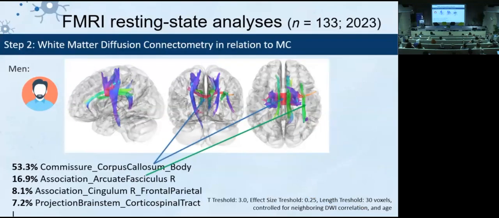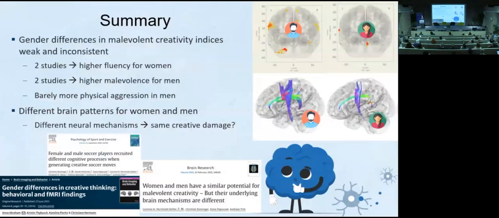I think it's promising, but overall, to quickly sum it up, evidence for gender differences in terms of behavioral output of malevolent creativity is rather weak and inconsistent. We replicated some effects, but they're not really convincing enough, I think, to make this a bigger issue than it is. But it is interesting to look at the level of the brain.